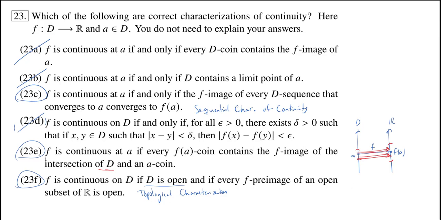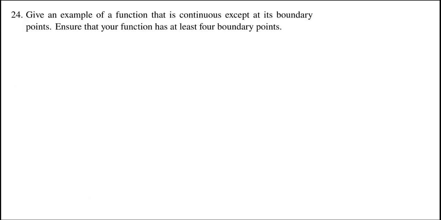Okay, let's check out problem 24. So in problem 24, we're asked to give an example of a function that is continuous except at its boundary points. Ensure that our function has at least 4 boundary points. Okay, well, let's see. If I want to build something with 4 boundary points, well, what if I build some closed intervals, right? So I could do like 0 to 2, and then here we'll jump a little bit, and maybe we'll go from 3 to 4, or 5, right? They look about the same length.